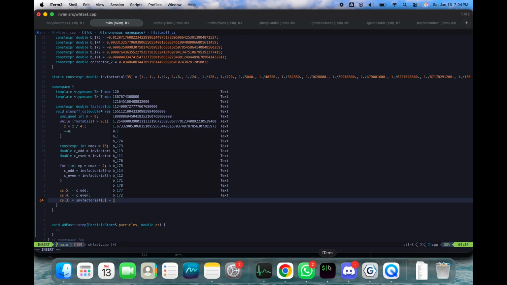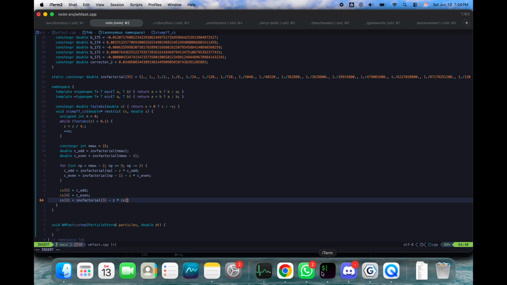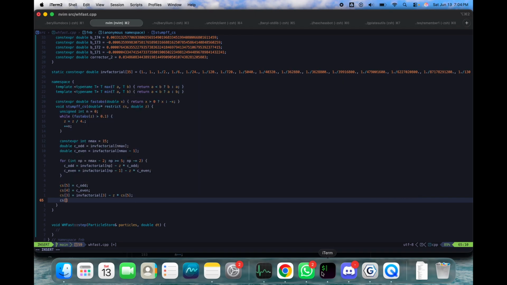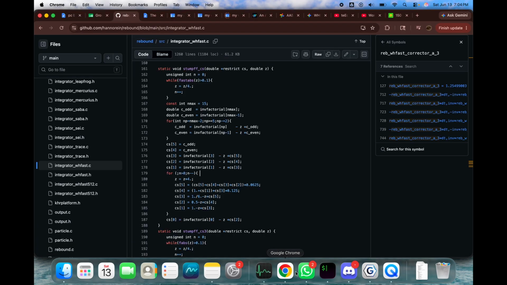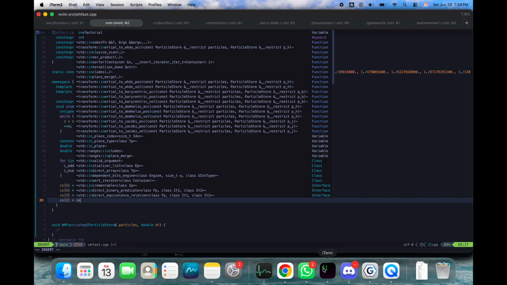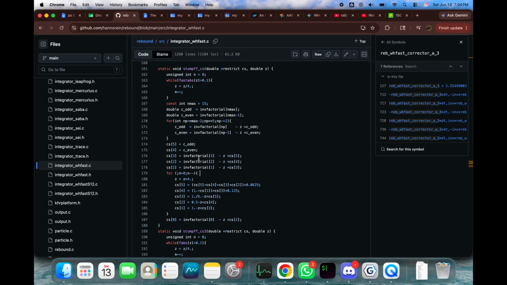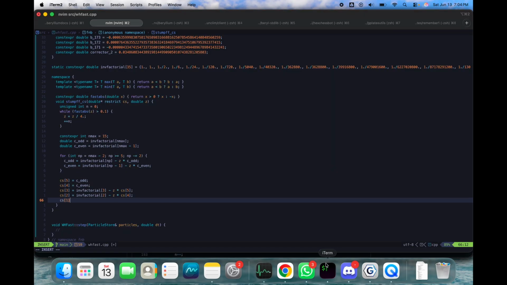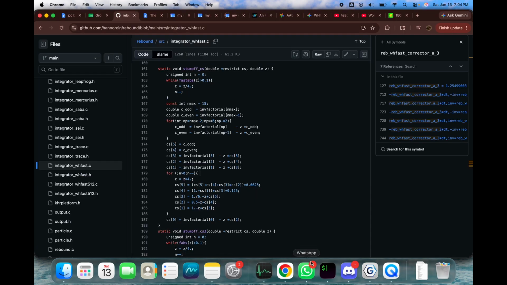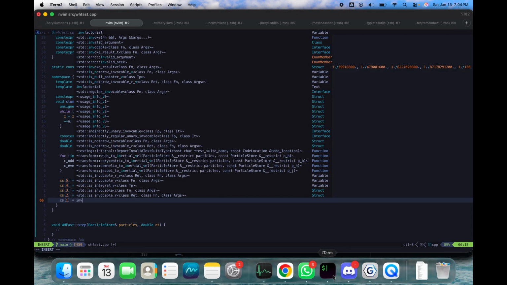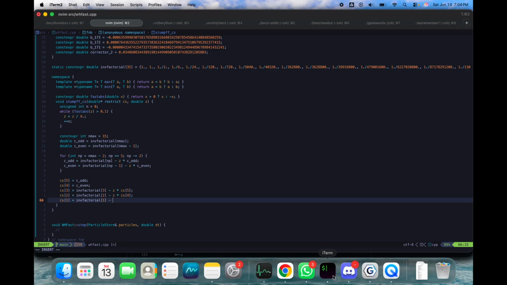CS index 3 is n factorial index 3 minus Z times CS index 5. CS index 2 is n factorial index 2 minus Z times CS index 4. And CS index 1 equals n factorial index 1 minus Z times CS index 3.